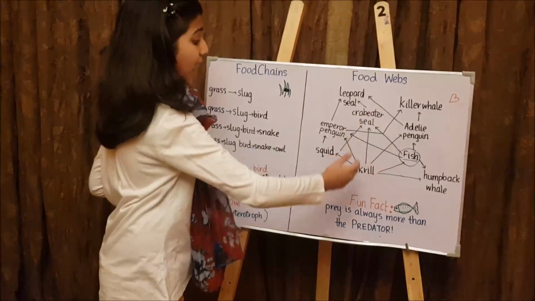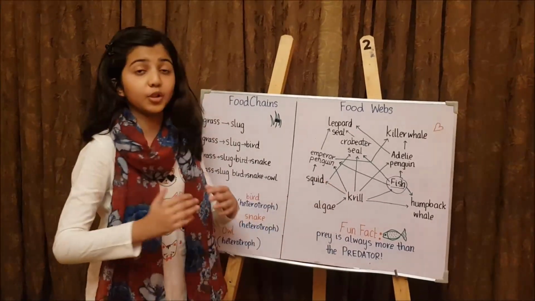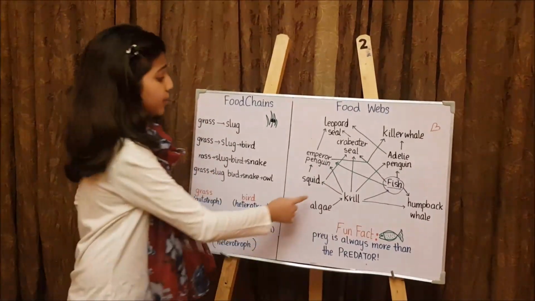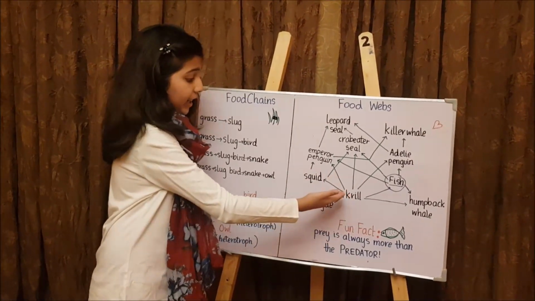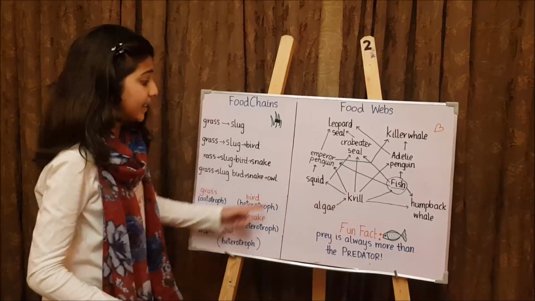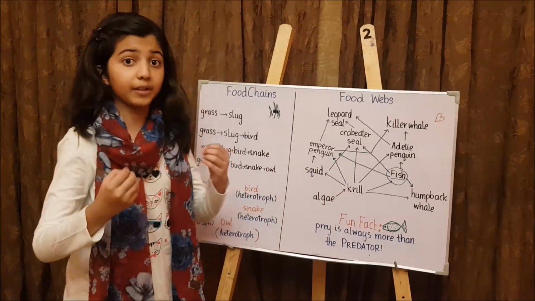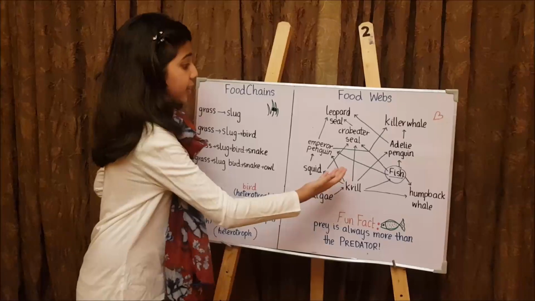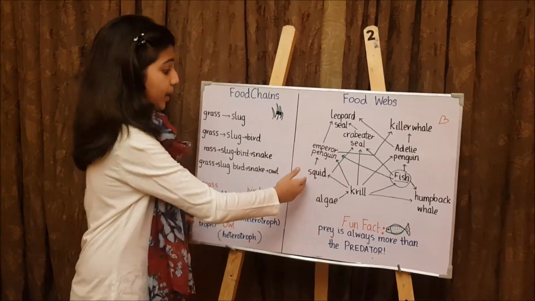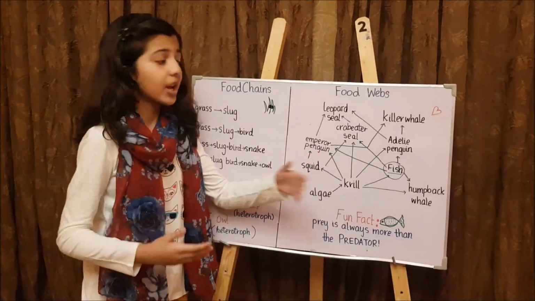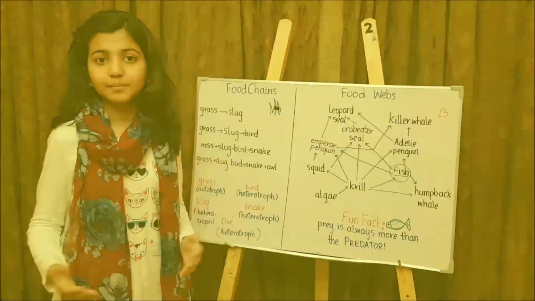Whereas when the fish dies, the krill's population will also increase. And you can see that the squid is also feeding on the krill. So when the krill increase, the squid will have more krill to eat. And the predators, which are now dependent on the squid because of the removal of the fish, will also be affected.